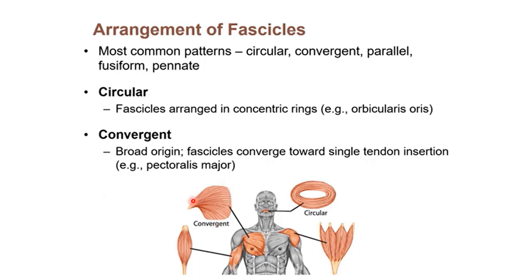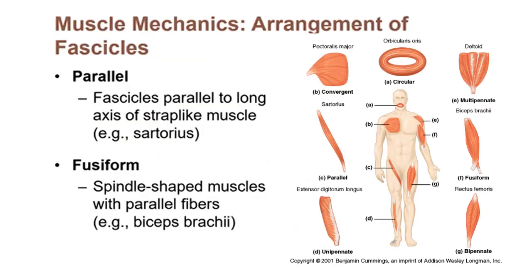And then you have convergent muscles that basically start with a broad region here and all converge to a single tendon. An example of a convergent muscle is your pectoralis major.